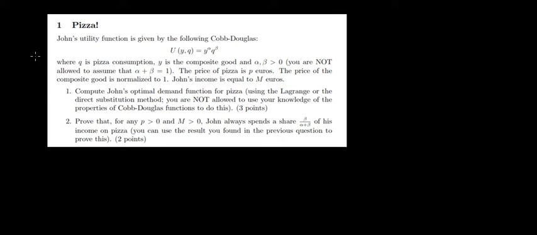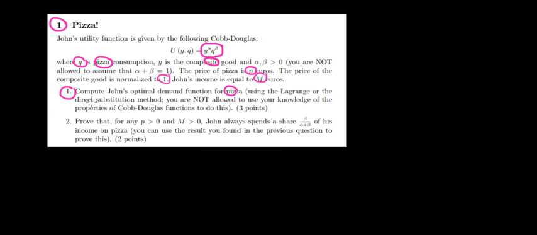Let's have a look at question 1 in this video. So we have a utility function given by the following shape, where Q is our pizza consumption and Y is the composite good. Now we assume that the price of pizza is P euros and the price of the composite is 1. Our income is M. Compute our optimal demand function for pizza without using the knowledge for Cobb-Douglas function.